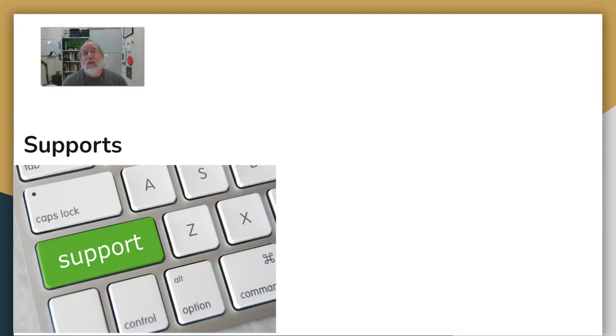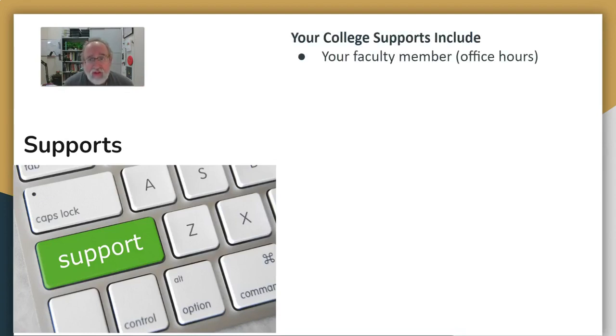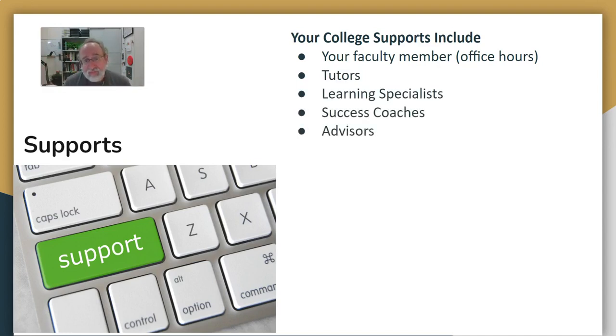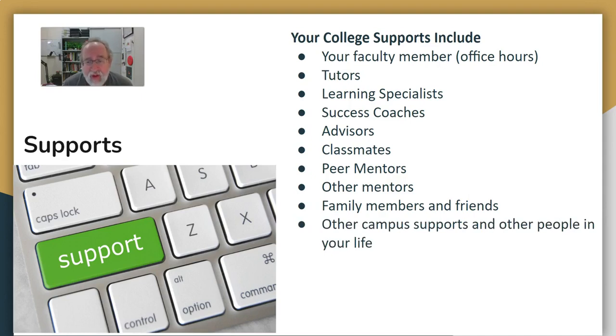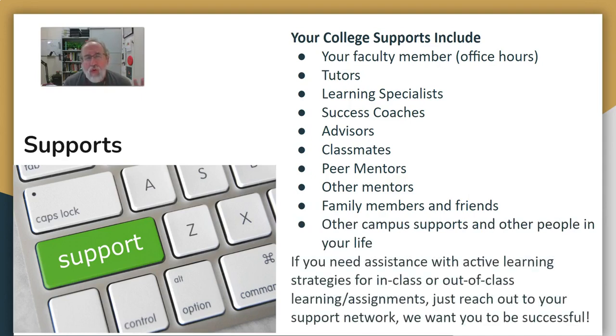Speaking of supports, let's move on to that topic. Your college supports include things like your faculty member, of course. Their office hours are there for you to come in and visit them. Tutors, learning specialists like me, success coaches, your advisors. Classmates are a real good support for you as well. Peer mentors, other mentors, and there's a video where we talk about the other mentors you should have in your life. Family members and friends, and other campus supports and other people in your life. There's a lot of people who can give you advice and tips on how to be successful. Just reach out to your support network. We want you to be successful.